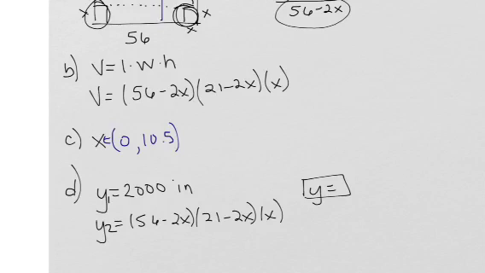So the next thing I'm going to do is hit trace on my graph. I'm going to hit second trace on my graph and hit 5 for the intersect. Where do the two lines intersect? That tells me that I am going to get an intersection point of 2.41 inches.